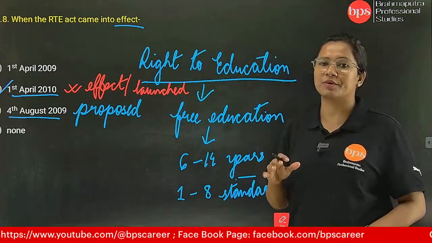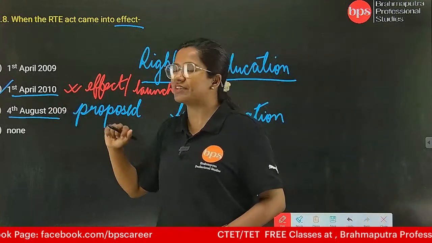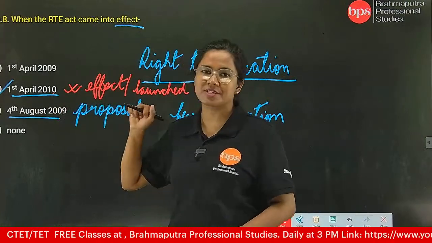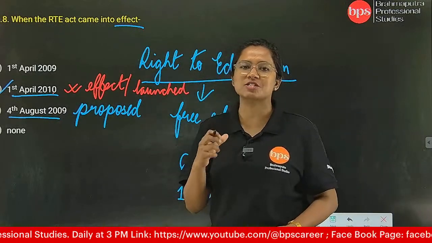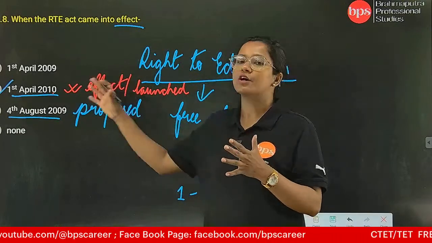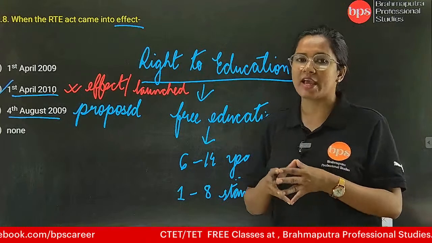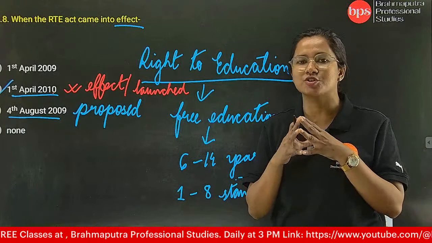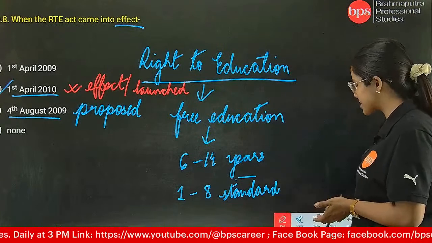Okay, be clear with the dates. If we don't get the option of 2010 and we get only the option of 2009, click 2009, because it was proposed in 2009, but gradually it came into effect in the year 2010. Okay, so be very clear that the dates and the years are different, but when you get only the option 2009, click for that option. Okay, hope this is clear.